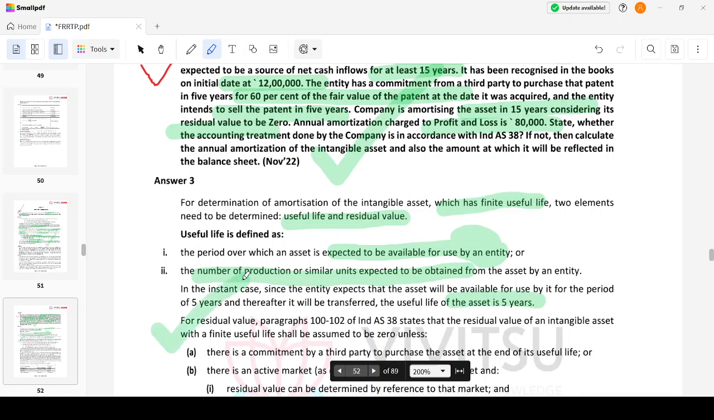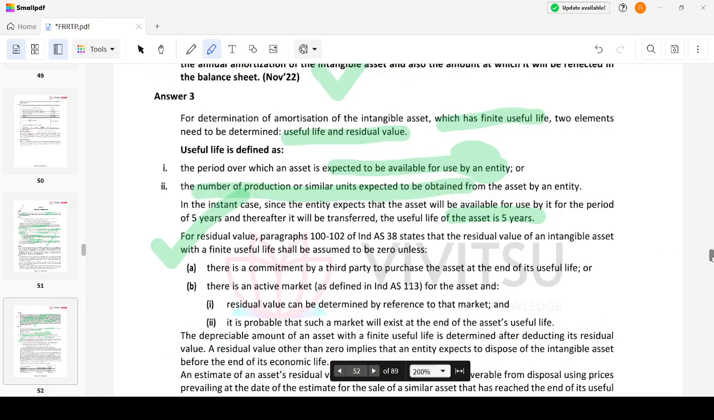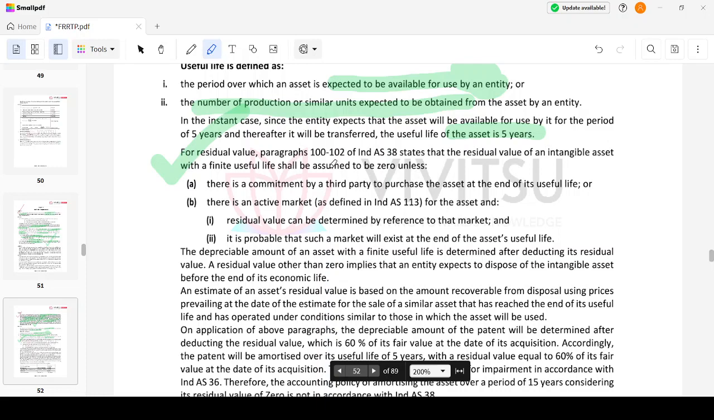For the residual value, Ind AS states that residual value of an intangible asset with a finite useful life shall be assumed to be zero unless there is a commitment by a third party to purchase the asset at the end of the useful life, or there is an active market, residual value can be determined and it is probable that the market will exist. Depreciable amount of the asset with the finite useful life is determined after deducting the residual value. An estimate of the asset's residual value is based on the amount recoverable from disposal using the prices prevailing at the date of the estimate.